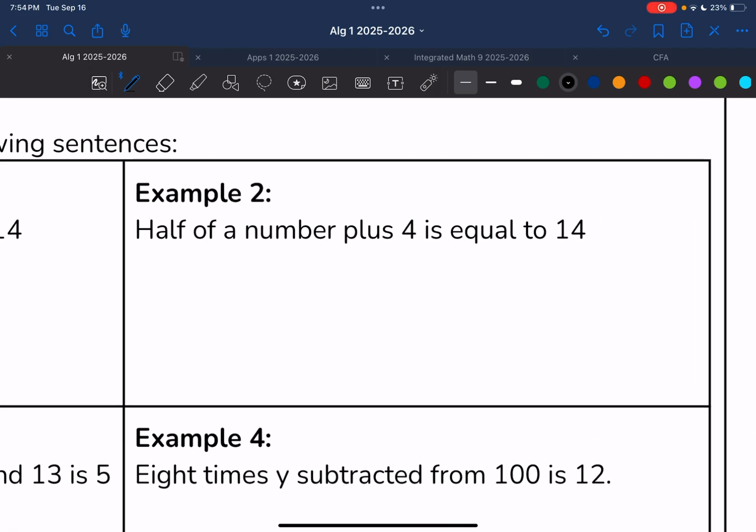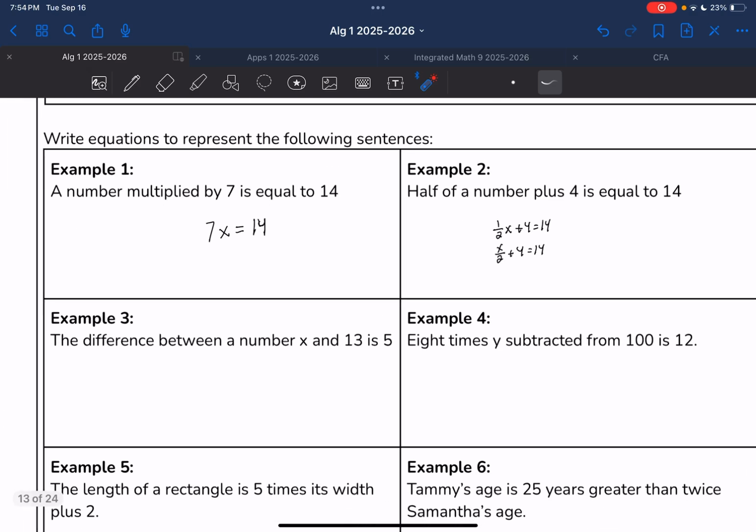Half of a number plus 4 is equal to 14. So for that, we can do 1/2 x plus 4 is equal to 14. If you put x over 2 plus 4 is equal to 14, that's also accurate. So multiplying by a half and dividing by 2 are the same thing.